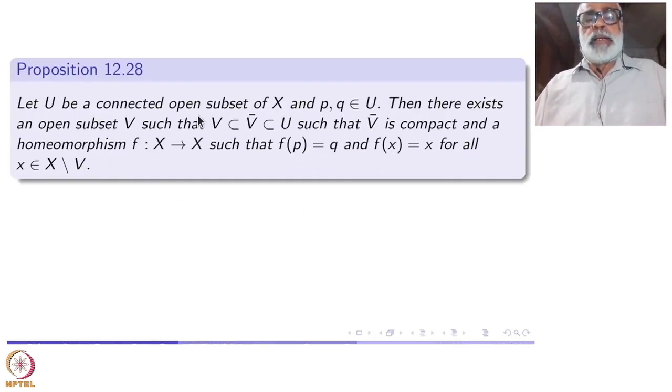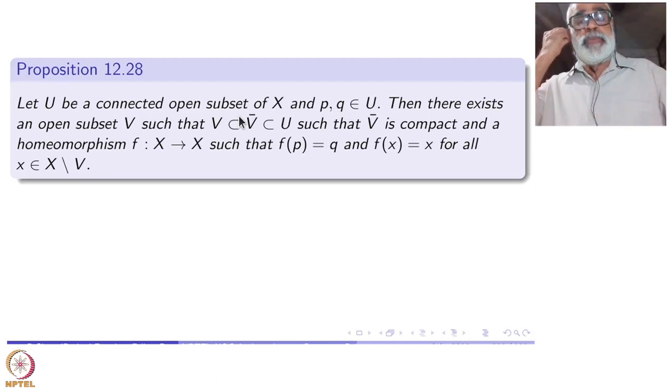Let U be a connected open subset of X and p and q belong to U. Then there exists an open subset V such that V is inside V bar inside U, with V bar compact, and a homeomorphism f of X to X, of the whole space, such that p goes to q, and f of x is identity outside of V.